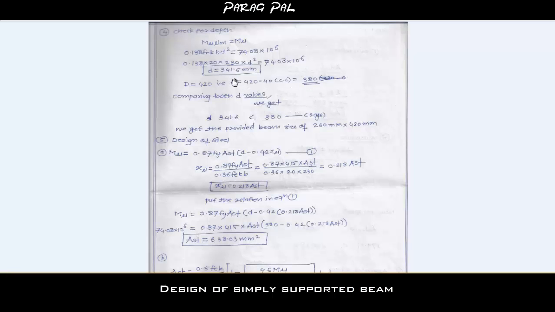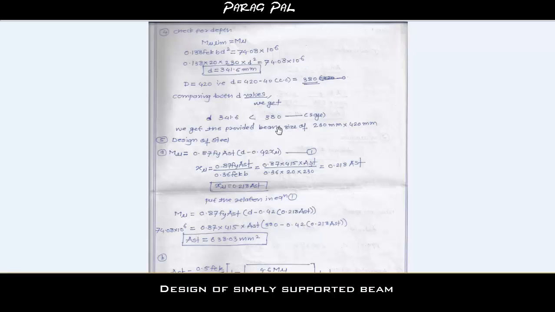Here the required depth is 341.6, but we get 380, so we provide the size of the beam with overall depth 420. Comparing both values, 341 is less than 380, so it is safe.